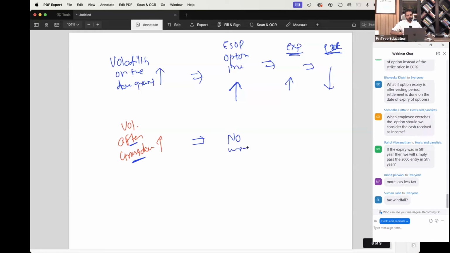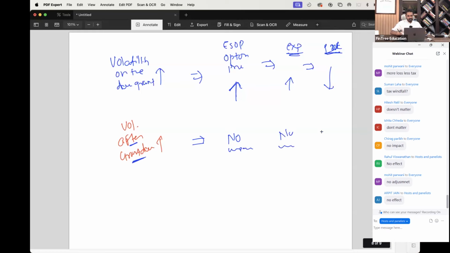No impact, I don't care, no impact, because we don't care about option prices after the grant date. So be on the lookout for these language plays at level 2. They do a lot of it. So when you're reading the question, please remember this mantra: read the question carefully. Be super alert when you're writing, because there are these language plays on the exam.